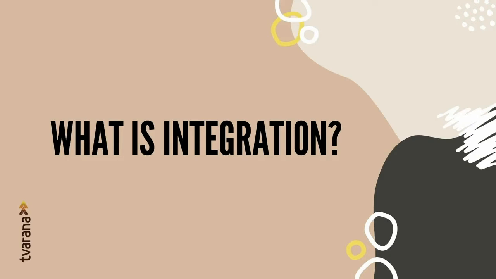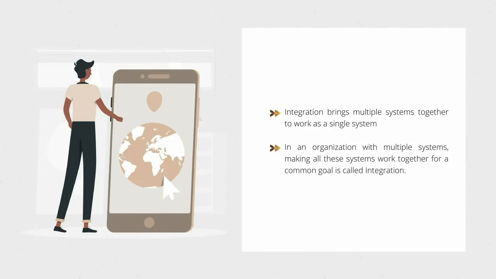Hi Tina, hi everyone. In simple terms, integration means bringing multiple systems together to work as a single system by allowing them to share the data, emulate the business processes that individuals follow in case the work has to be done manually. So if your organization has multiple systems, making all these systems work together for a common goal is called integration.